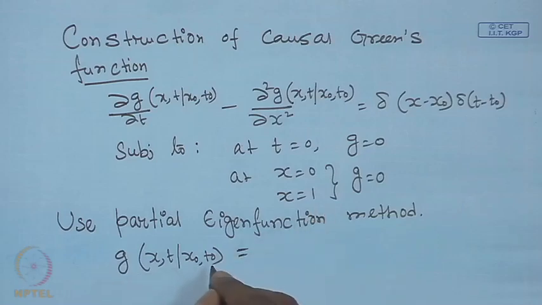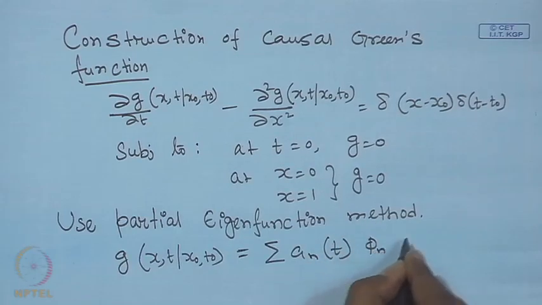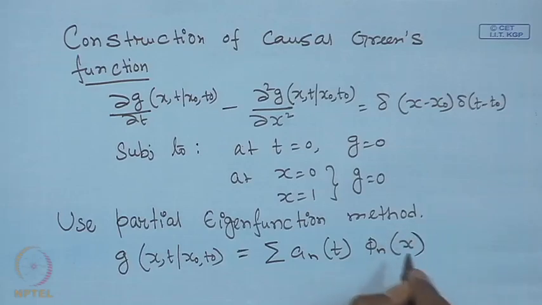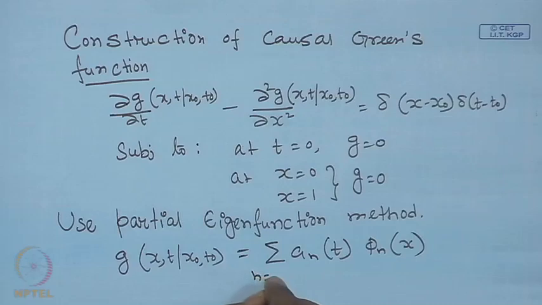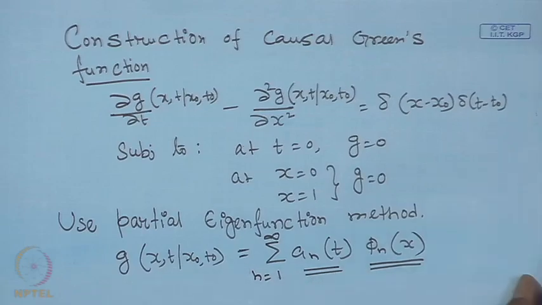So, therefore, G(x, t; x0, t0) is a function of a_n, which is a function of time, and phi_n, which will be a function of space, with n equal to 1 to infinity. This is called an eigenfunction method. So, what are phi_n? Phi_n are the eigenfunctions corresponding to the eigenvalue problem, and the corresponding coefficients are functions of time, then only G will be a function of x and time.